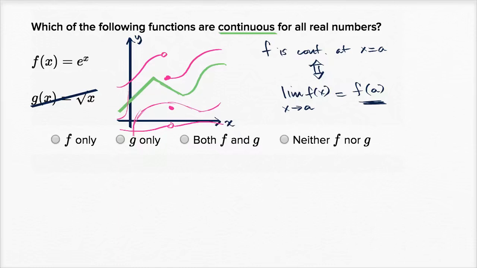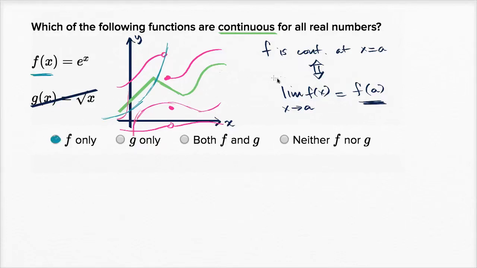We could graph e to the x. e to the x looks something like this. It's defined for all real numbers. There's no jumps or gaps of any kind. And so this f of x is continuous for all real numbers, and f only.